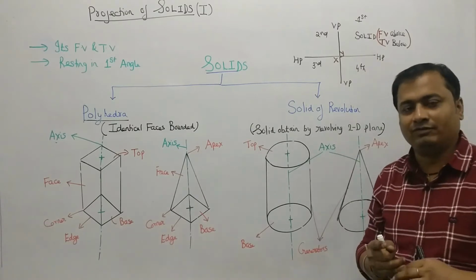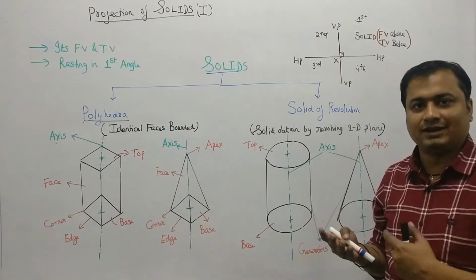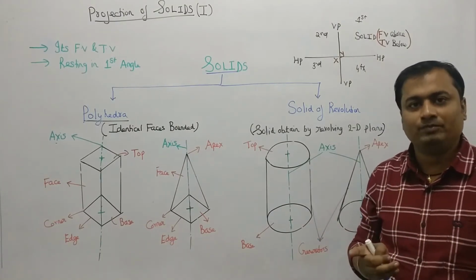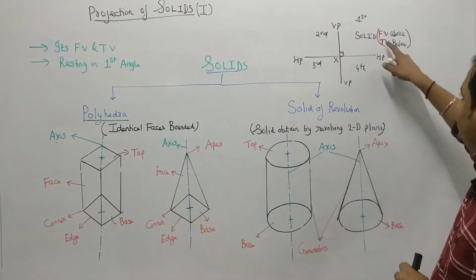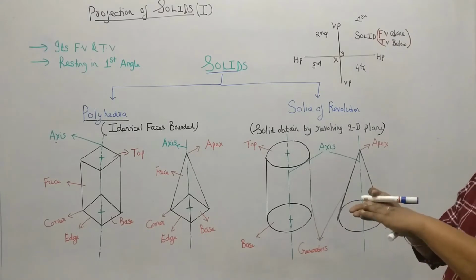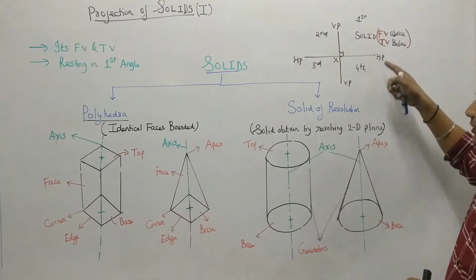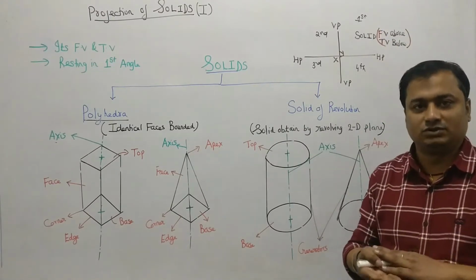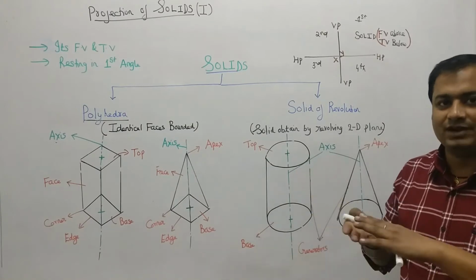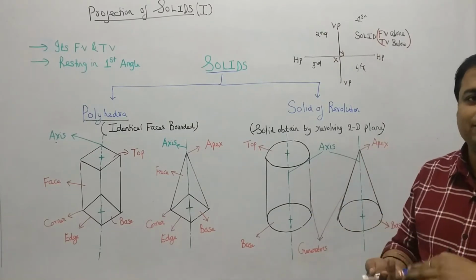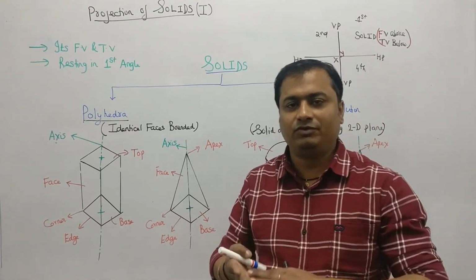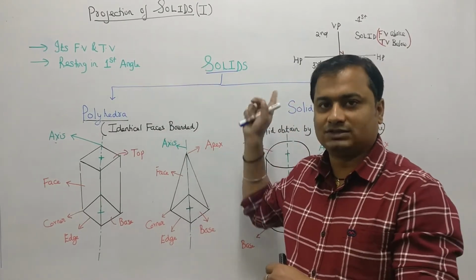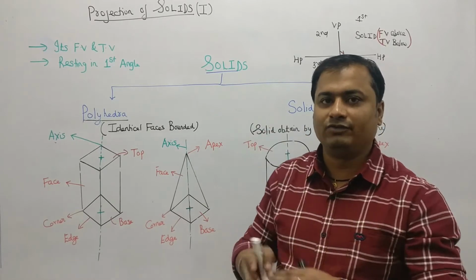As we all know, we have done the same thing in the last lectures also, that the front view is always going to plot above the XY line, and the top view we are going to get below the XY line. So this is the meaning of the first angle. The front view will be above XY and the top view will be below XY. So same here, we are going to project the front view and top view of our solid lying on the first angle.